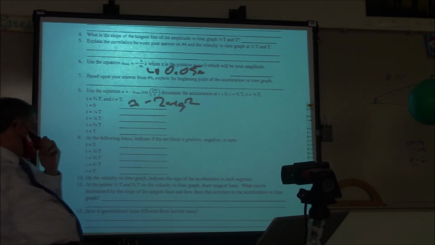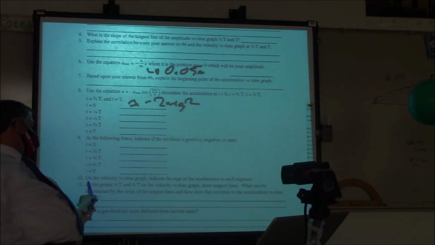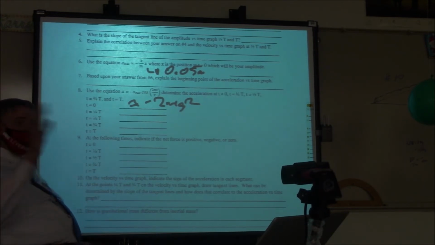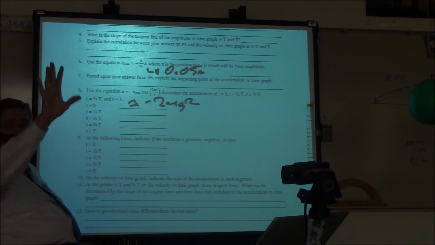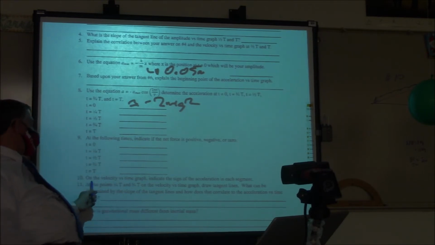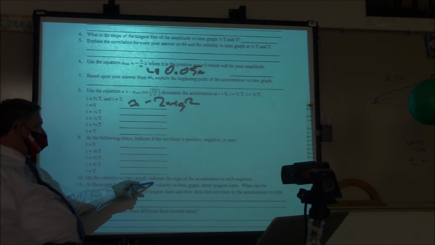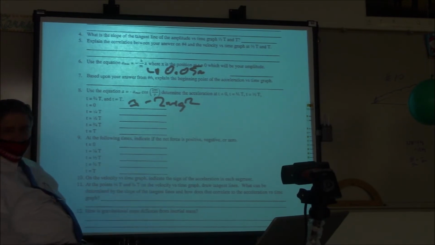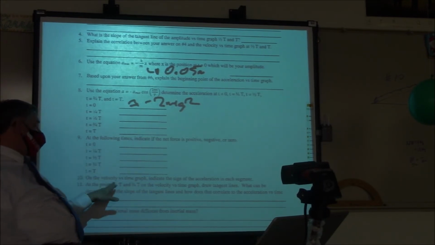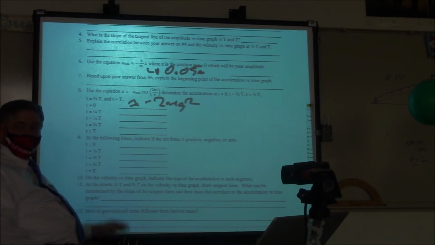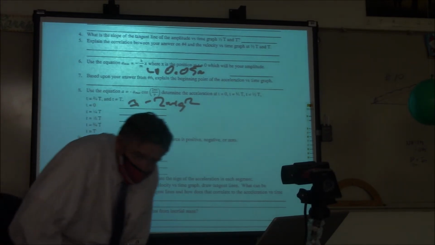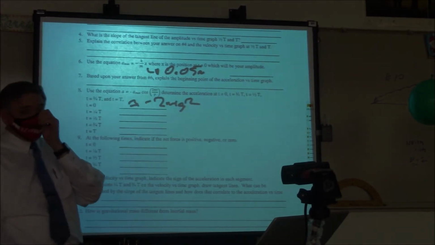And then if you want to get aggressive while the camera's still going, we'll just talk about all of this through 10 and 11, because then we're going to be done with the graphs. So I'm just going to go ahead and explain 10 and 11. You go to the velocity time graph, indicate the sign of the acceleration in each segment. So you're going to go all the way back to your velocity time graph. You're going to tell me, is the acceleration positive or is the acceleration negative?